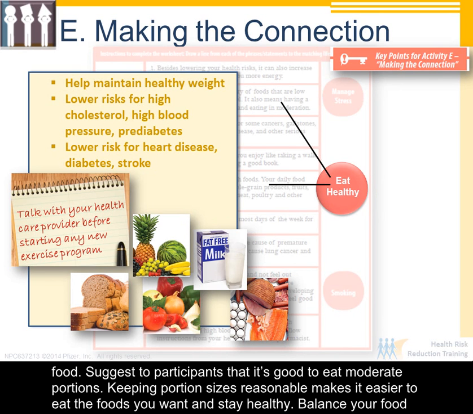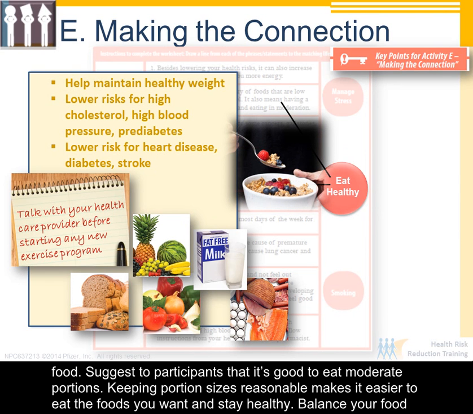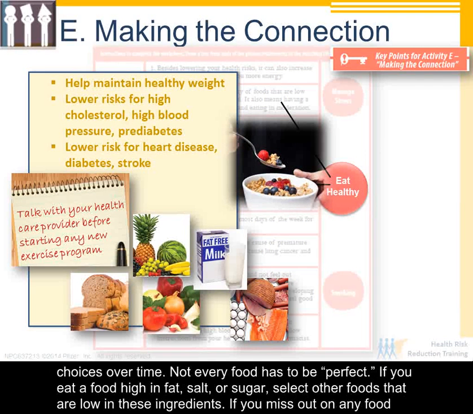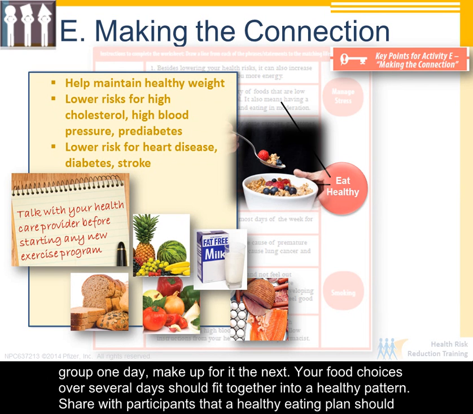Suggest to participants that it's good to eat moderate portions. Keeping portion sizes reasonable makes it easier to eat the foods you want and stay healthy. Balance your food choices over time. Not every food has to be perfect. If you eat a food high in fat, salt, or sugar, select other foods that are low in these ingredients. If you miss out on any food group one day, make up for it the next. Your food choices over several days should fit together into a healthy pattern.